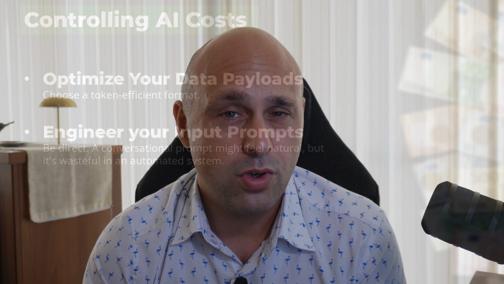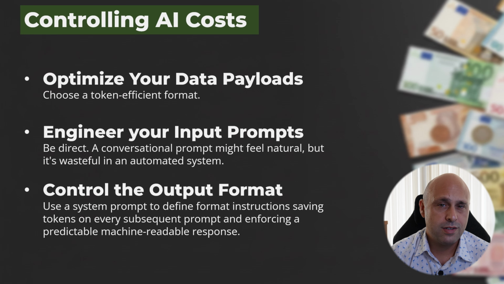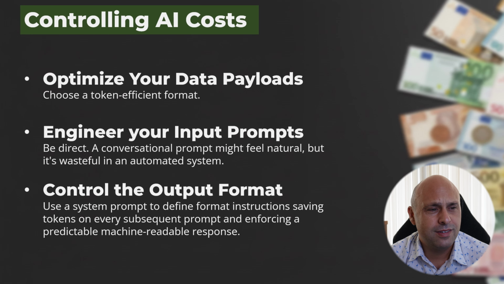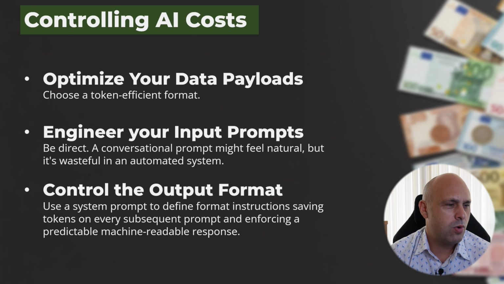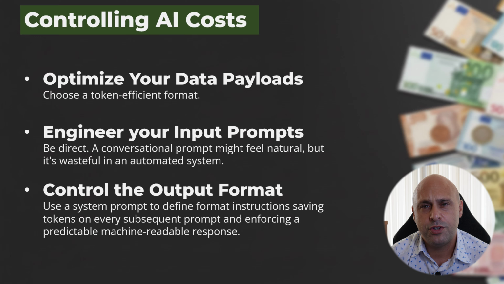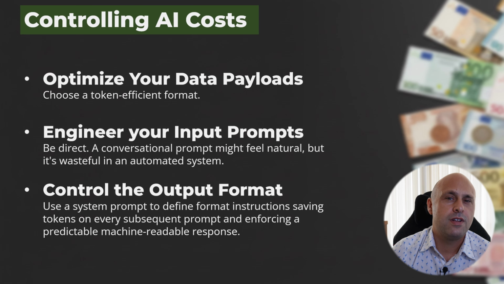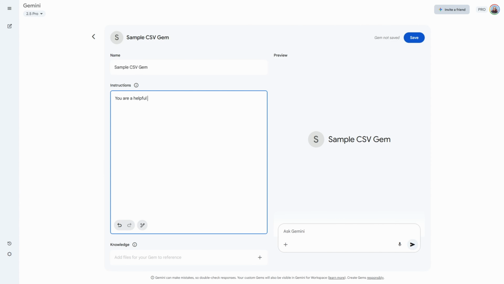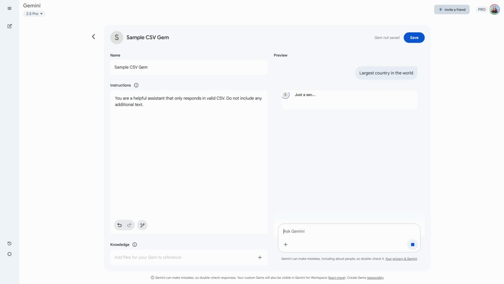Third, we also need to control the format used by the LLM to answer our prompts. Repeating format instructions in every single prompt would be wasteful. A more professional and token-efficient approach is to use system prompts. A system prompt is a meta-instruction that you send once at the beginning of the session, and that would apply for all subsequent user prompts. For example, we can set a system prompt that says, "You're a helpful assistant that only responds in valid CSV. Don't include any additional text." This saves tokens on every call and gives you a predictable, machine-readable output.